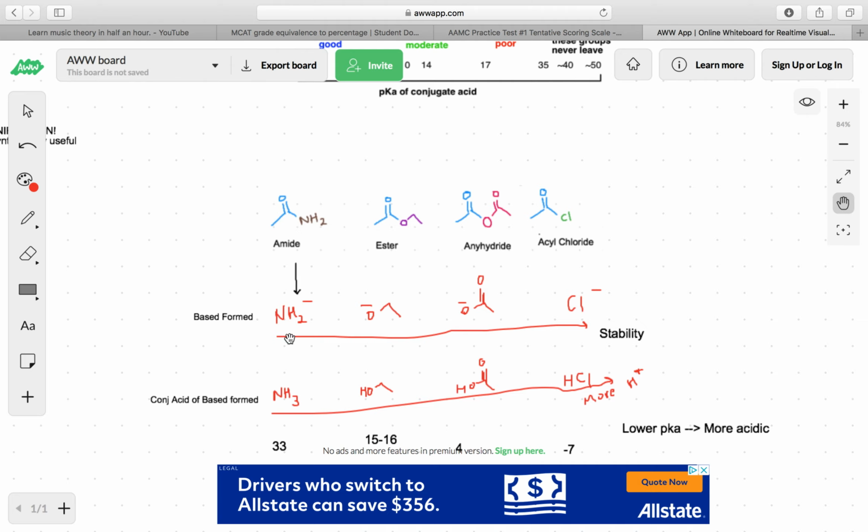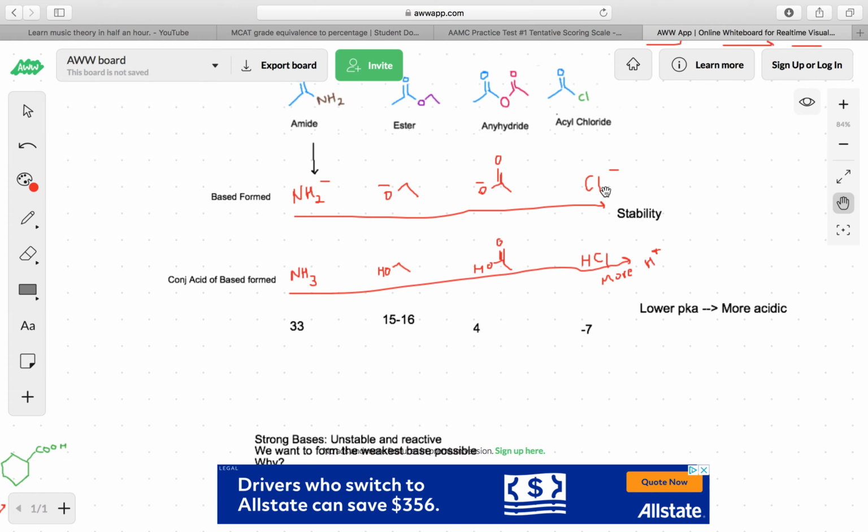NH2- is not. It's a very good base. That's why when we have reactions like this, and then we add in a chloride and then NaNH2, it'll do elimination because it acts as a very good base. We don't want that. We want something that will just stay where it is and not react. So our Cl- provides us that. And that's why acyl chloride is more reactive.